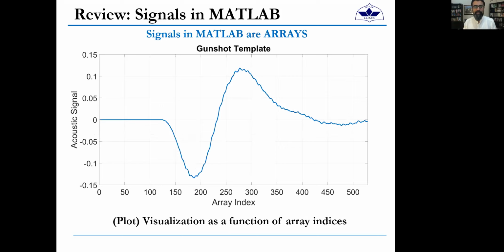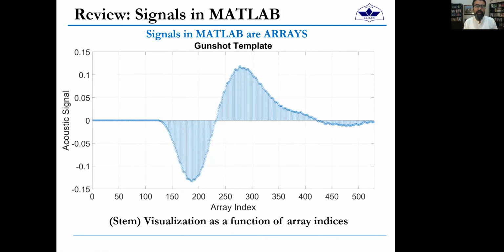However, when you're dealing with MATLAB, the signal is just an array. So the x-axis is actually the array index. More correctly, that signal would be visualized as a stem plot. So you have not a continuous signal, but a discrete signal, with a sample here, one sample here, one sample here, at every one of these indices. The point is that signals in MATLAB are all arrays. When we say we're going to work with signals in MATLAB, what that means is that we're working with arrays in MATLAB, essentially.